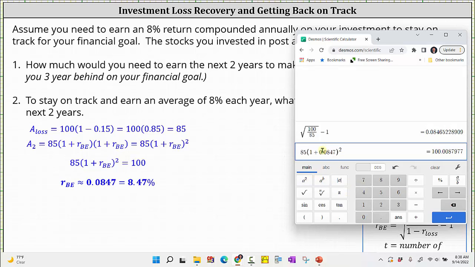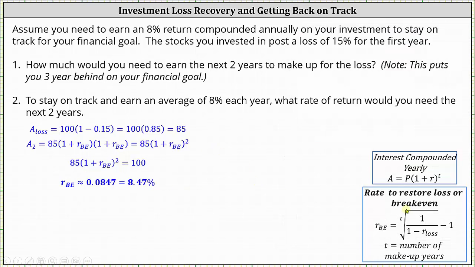This shows if you earn 8.47% the next 2 years, it will restore the account balance back to almost exactly $100. There's a slight error here because we did round the 8.47%. In general, we can use the formula shown here in the bottom right-hand corner to determine the rate to restore a loss, or break even, where t is the number of makeup years.